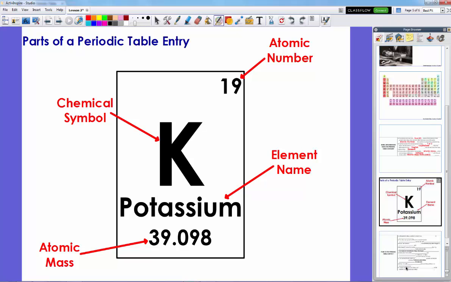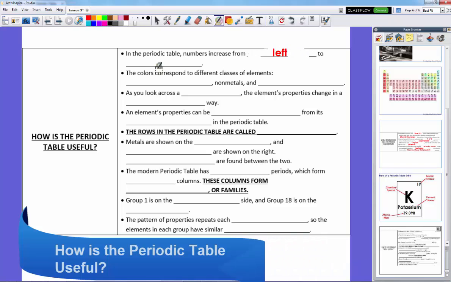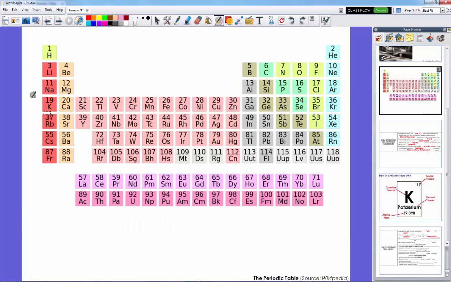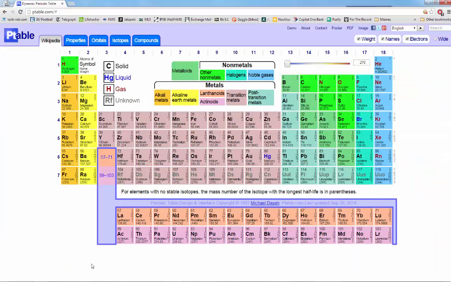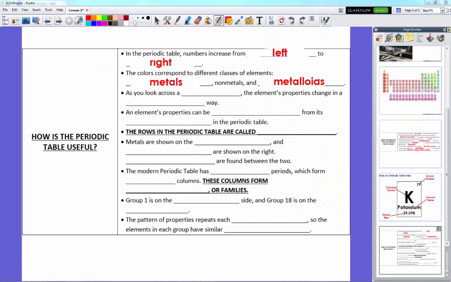Now, how is the periodic table useful, you might be asking yourself? Well, in the periodic table, numbers increase from left to right. And the colors correspond to different classes of elements: metals, nonmetals, and metalloids, which you see right here. Oftentimes they'll have different color schemes, but generally you can color them into metals, nonmetals, and metalloids. If we look at the periodic table, as you can see, the metalloids are here. We have nonmetals right here, and we have metals right here. So the metals, nonmetals, metalloids on there.